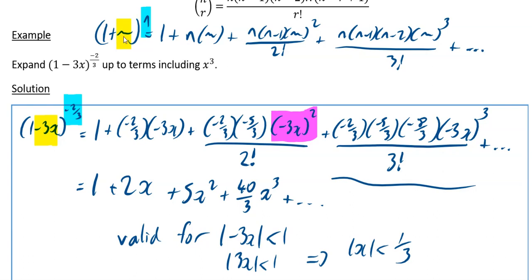Okay, where this comes from, if you want to add a wee thing into your working, just say this sequence up here is valid for your modulus of the squiggle is less than 1. So in this example, our squiggle is the bit highlighted in yellow. It was minus 3x, so modulus of minus 3x is less than 1. So that's where that comes from.